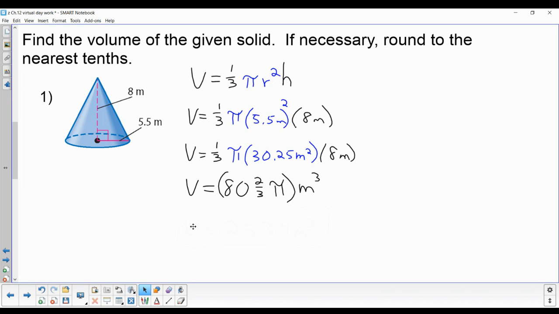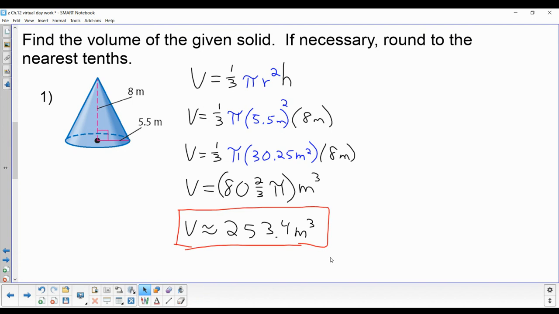And when you do that, you get a volume of about, rounded, 253 4/10 meters cubed. So again, to find the volume of a cone, you will write the formula, plug into the formula, and then solve showing each step of the order of operations.